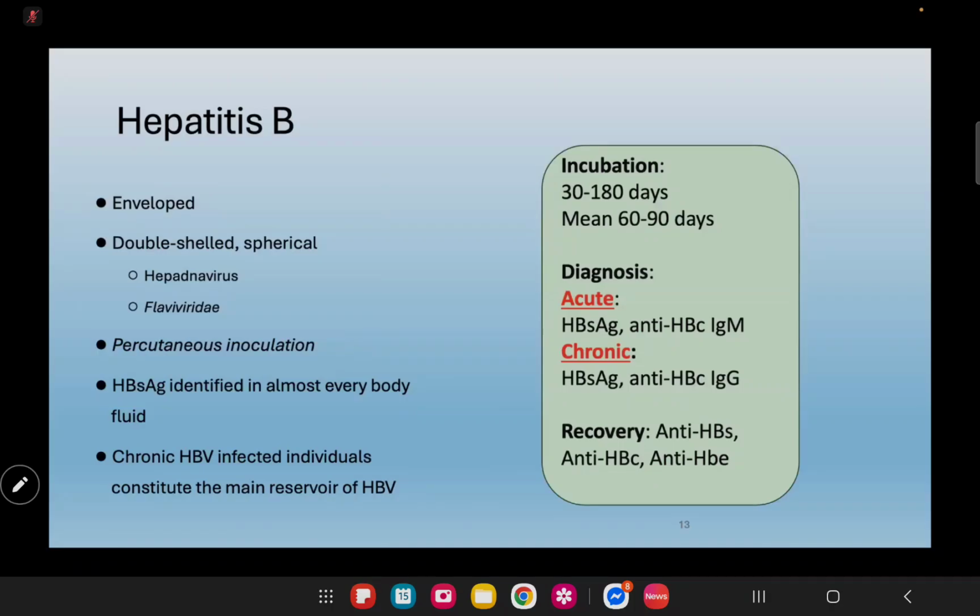During recovery, because as we said earlier, the majority of cases of acute hepatitis B will recover, anti-HBs, anti-HBc, and sometimes anti-HBe will appear. Remember, the presence of HBsAg beyond 6 months defines chronic hepatitis B infection. So if you detect the surface antigen beyond 6 months, it tells us that there is already a chronic hepatitis B infection.